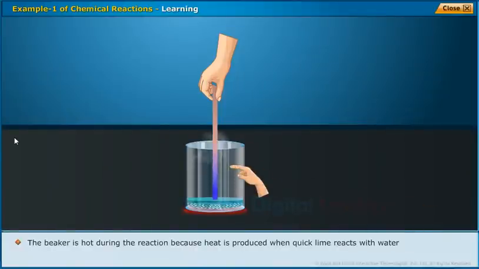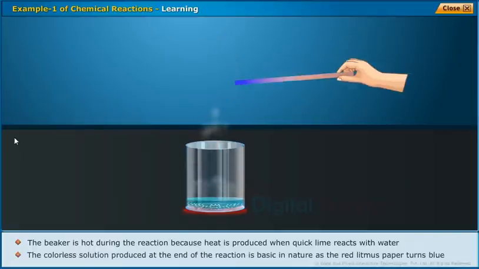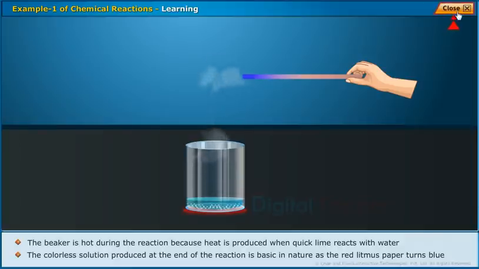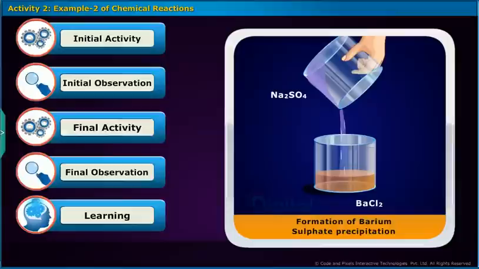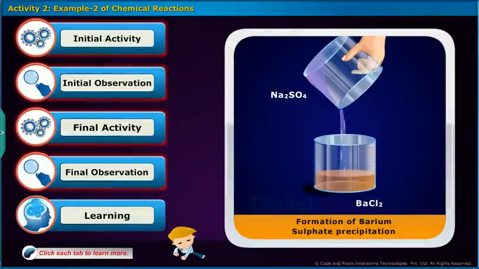The beaker is hot during the reaction because heat is produced when quicklime reacts with water. The colorless solution produced at the end of the reaction is basic in nature as the red litmus paper turns blue. Now, let us do another activity to learn about chemical reactions.